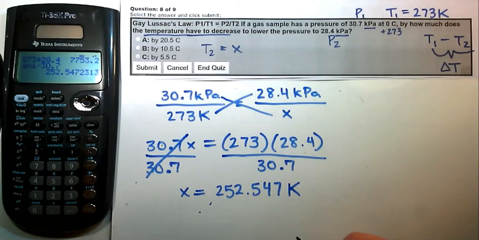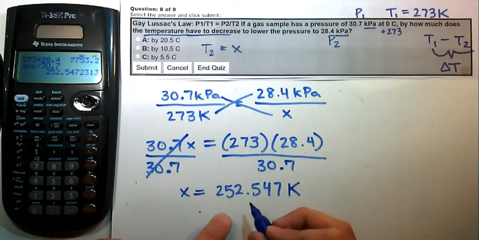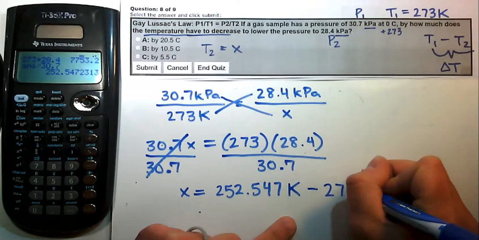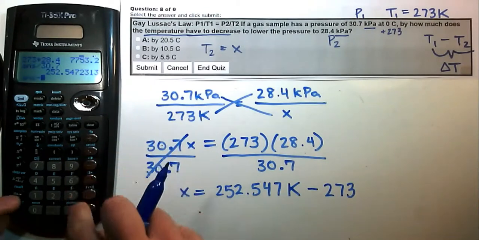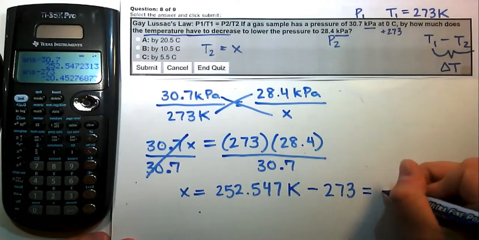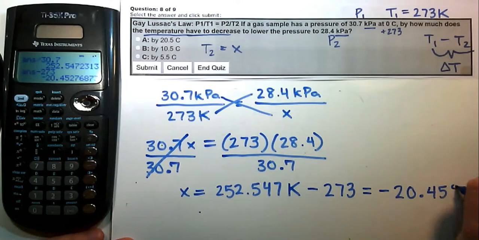And to convert to Celsius, we do have to subtract 273. So 252.547 minus 273, that's going to give us a negative value. So it equals negative 20.45 degrees Celsius. So that's our value for T2.